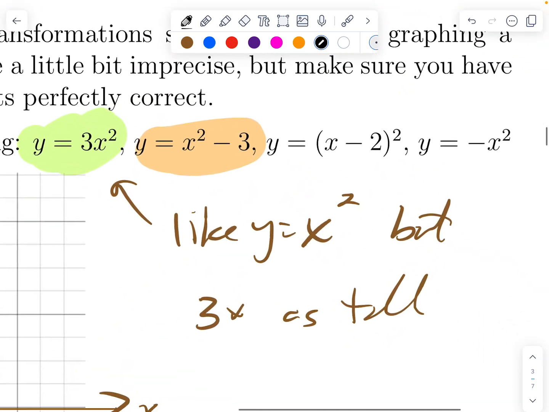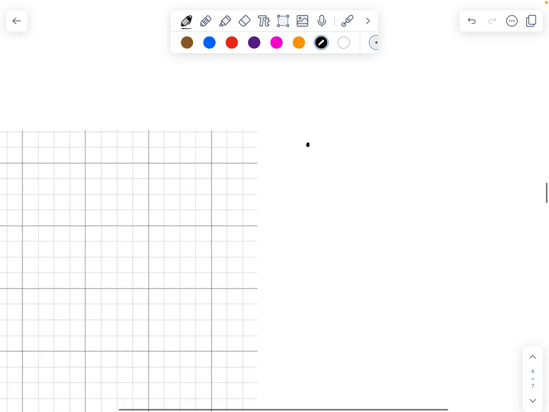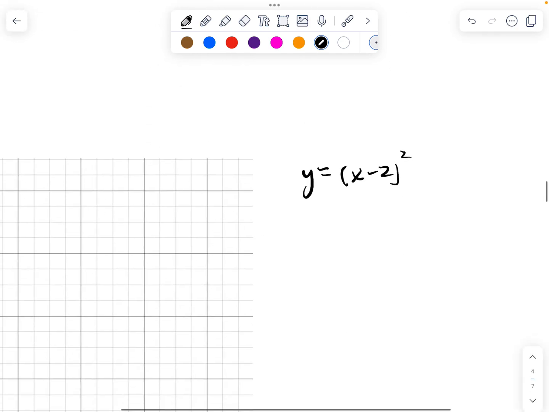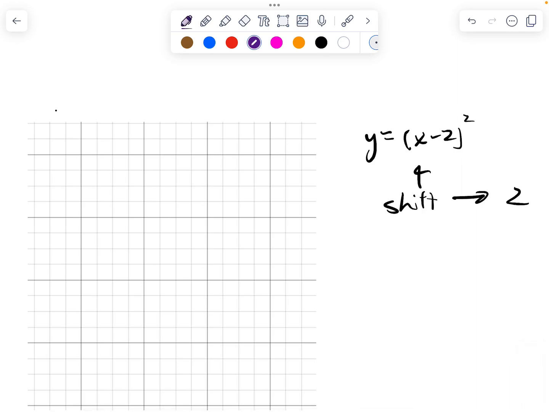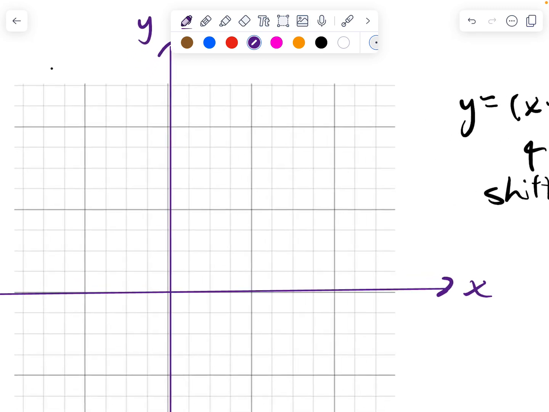We have 2 more. Y equals quantity x minus 2 squared. And y equals negative x squared. Here, what we're going to do is shift to the right 2 units because the subtraction is happening inside the function, inside the squaring. Don't get caught up on parentheses. It's not about being inside parentheses. It's about being inside the function. Squaring is the main function in x squared, so that minus 2 is inside the squaring.